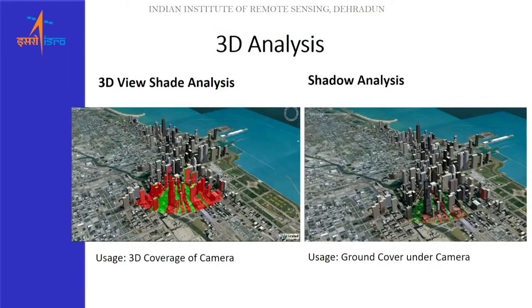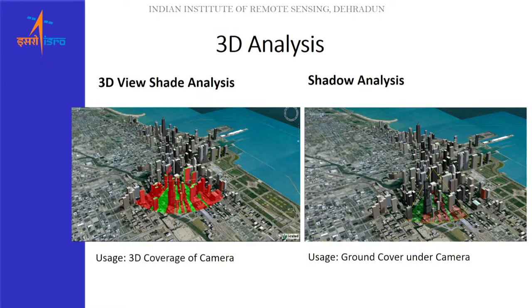Then we can also do analysis which involves interactions with different 3D objects. For example, if you place a camera at the height of a particular building, you would like to know which areas will fall in the view of the camera and which are outside, in the shadow area. Such kind of 3D viewshed analysis can be carried out. We can also carry out the same analysis in terms of objects rather than the ground coverage, so that it will only show the areas on the ground which can be seen.